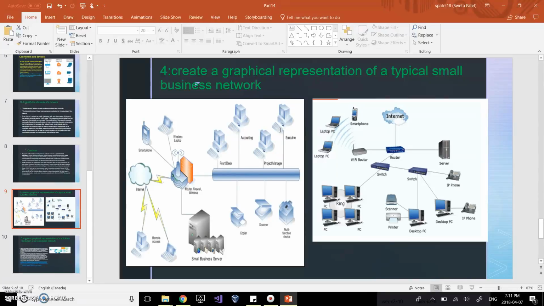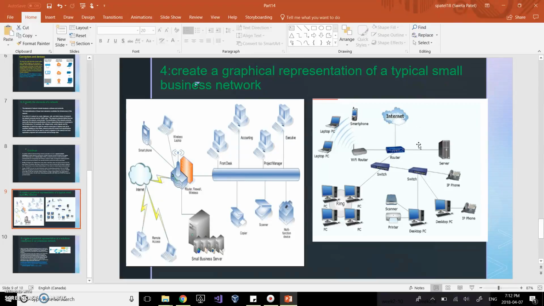This is a graphical representation of a small business network where, as you can see here, this is a router, firewall, and wireless access point to which smartphones and wireless laptops can be connected. And this is the internet, which has remote access to other two PCs here, and this is a small business server which runs through this one here, and these are all the desktop computers and all the devices which are connected and which are required in every small business.